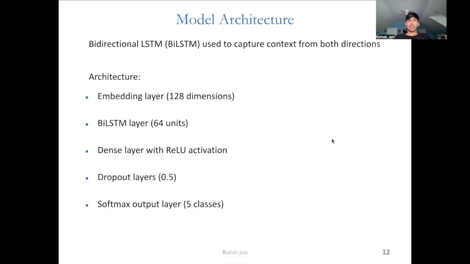For the model architecture, I used a bidirectional long short-term memory, or BiLSTM, model. The architecture includes an embedding layer to represent words numerically, followed by a bidirectional LSTM layer that captures context from both directions of a sentence. This was especially important in medical texts, where meaning often depends on surrounding words, which is why I used the BiLSTM model. The model then passes through dense layers and outputs probabilities across the 5 section labels using a softmax layer.